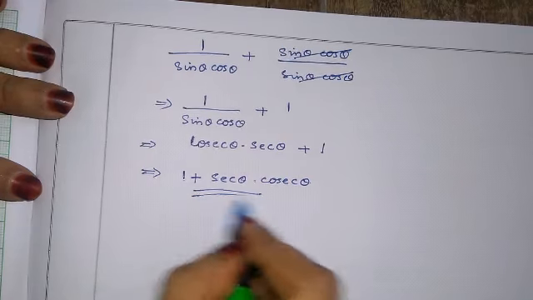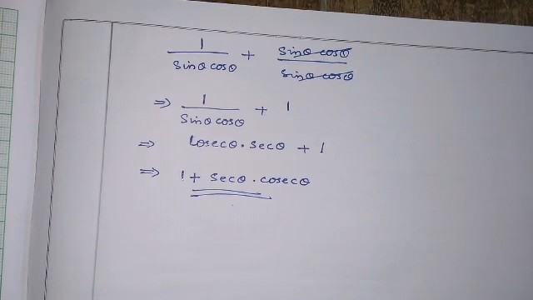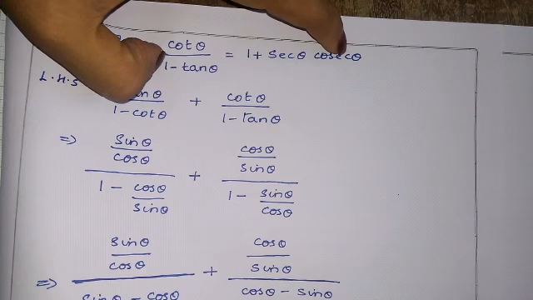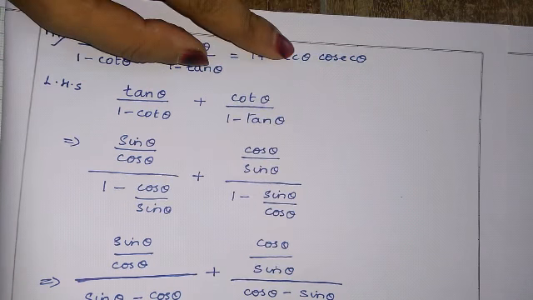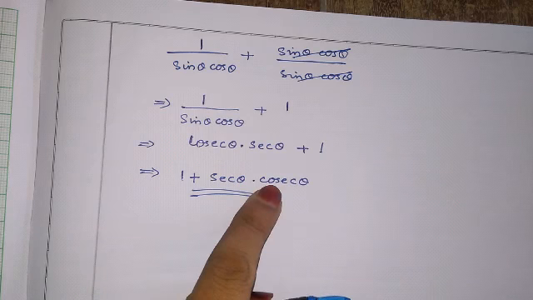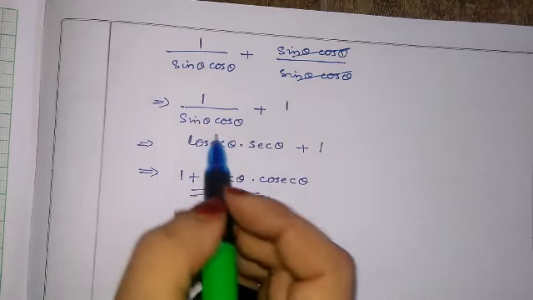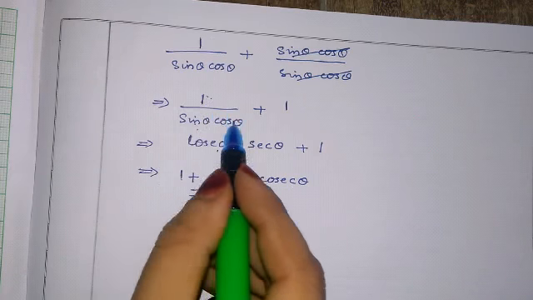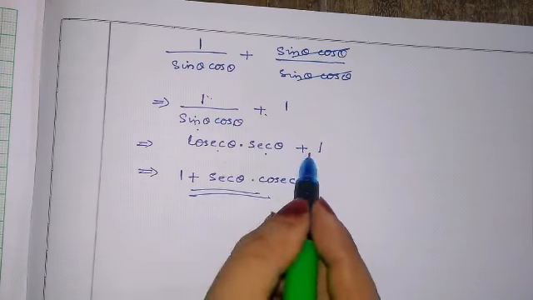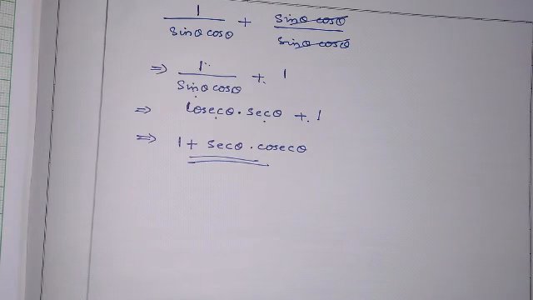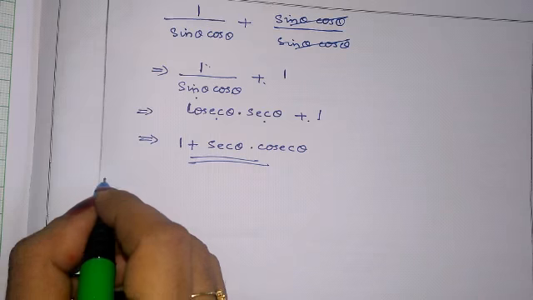This is only what they told us to prove, so that I can show you. See, 1 plus sec theta into cosec theta. This only they told to prove and we got 1 plus sec theta into cosec theta. We got the answer. How this step? 1 by cos, 1 by sin is cosec, 1 by cos is sec, plus 1 as it is. Okay, so this completes the third main question. Let us see the fourth one.